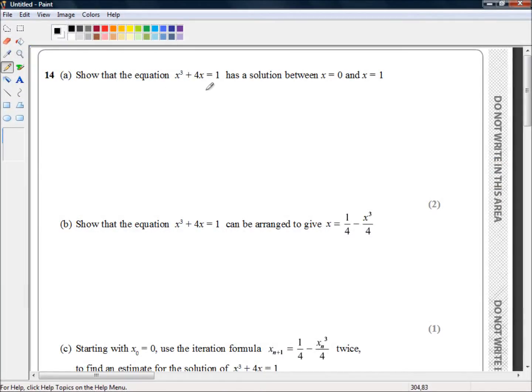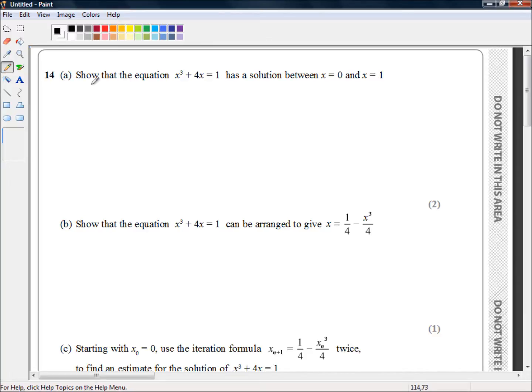These are the ones that go from grades 9 through to grade 1. This is paper 1MA1/3H. It's the third paper in the higher tier. It is a calculator paper, so we are allowed to use calculators, and we're picking up in question 14.